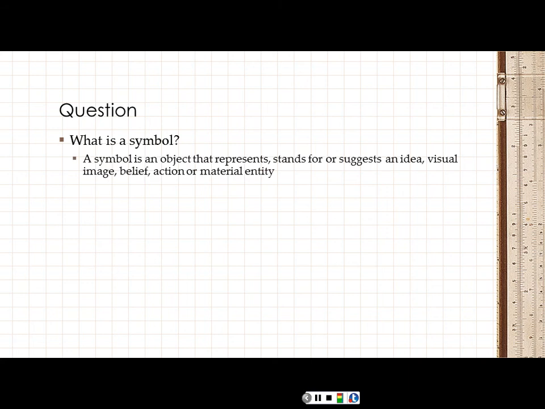So a symbol is an object that represents, stands for, or suggests an ideal, visual image, belief, or action of a material entity. This came off the internet, by the way. I just looked it up and said, define symbol. This was a real good one. I enjoyed this one. You can find just about anything you want on the internet.